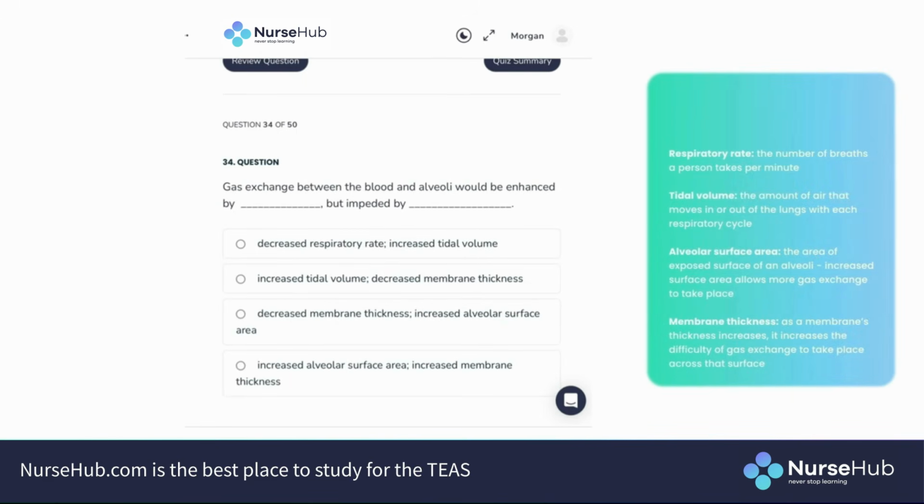It says, gas exchange between the blood and alveoli would be enhanced by blank, but impeded by blank. Okay, it's kind of a question about tidal volume. Gas exchange, so what I like to do is sometimes use the provided options and plug them into each blank. Gas exchange between the blood and alveoli would be enhanced by decreased respiratory rate, but impeded by increased tidal volume.